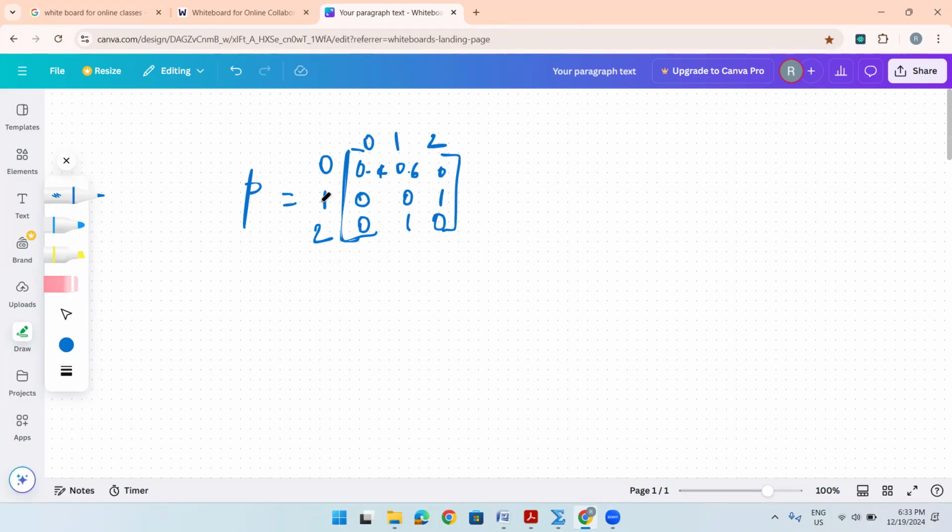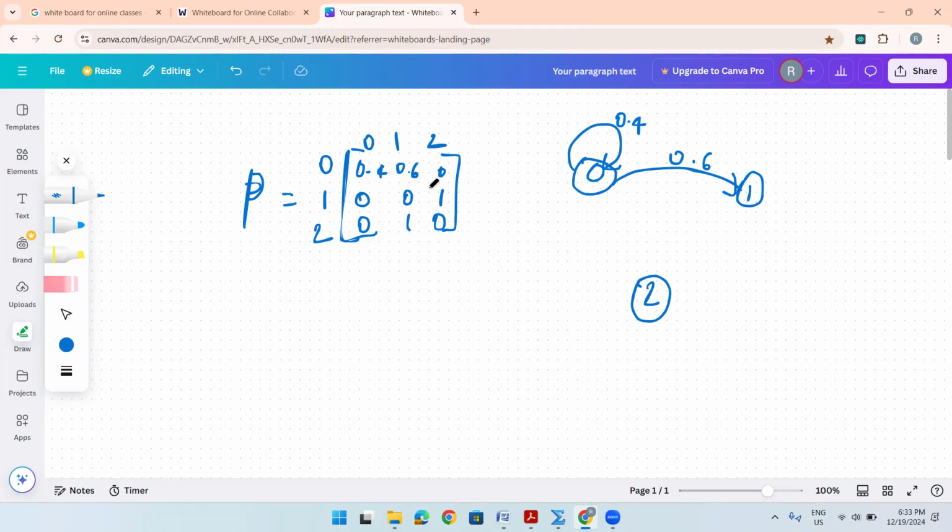So this TPM can be written in a graphical way. We can write like this. Suppose this is 0, this is 1, and this is 2. Next, 0 to 0 is possible with the probability 0.4, so it is a self loop with the probability 0.4. And 0 to 1 is also possible, so I'm drawing an arrow with the probability 0.6. And 0 to 2 is not possible.